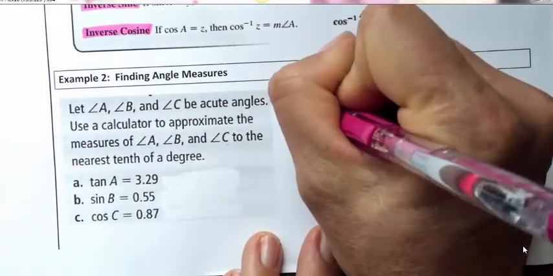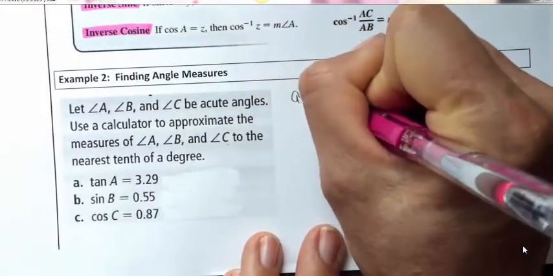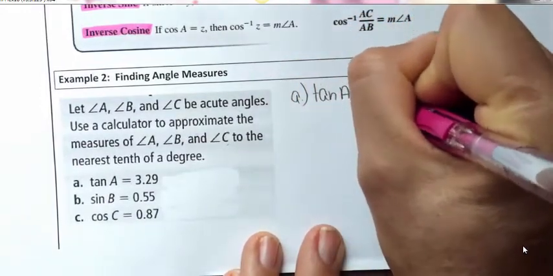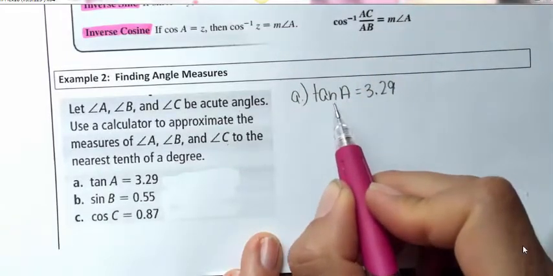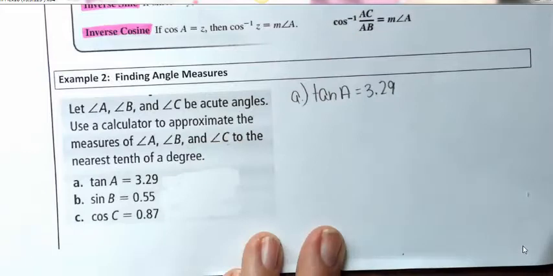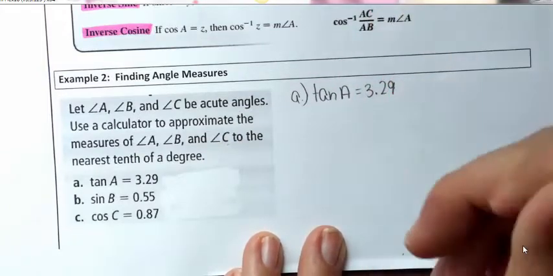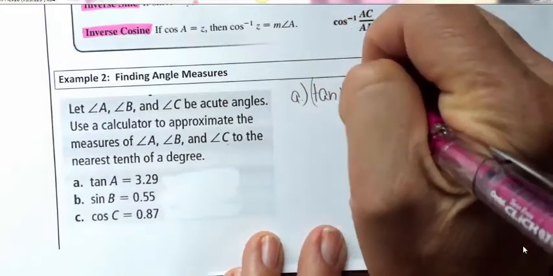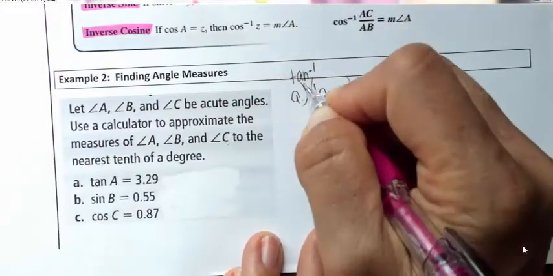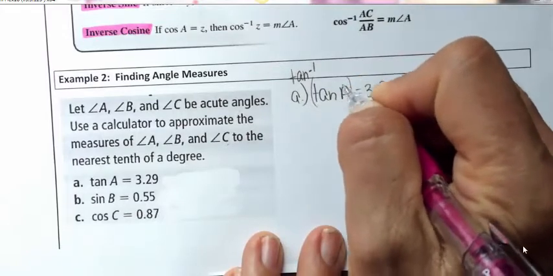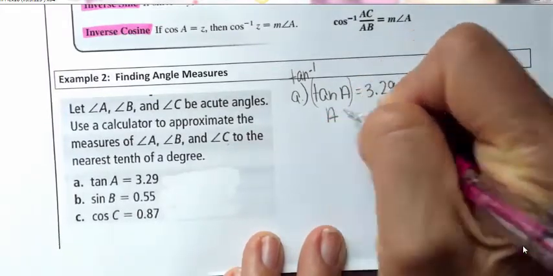Okay, so first one. Tan of A equals 3.29. Well, how do I get A by itself? You can't divide by tan. That doesn't work. So instead, we're going to do the tan inverse of both sides. Again, taking the inverse of a function just gives you the input. So on this side, I'm just left with A.